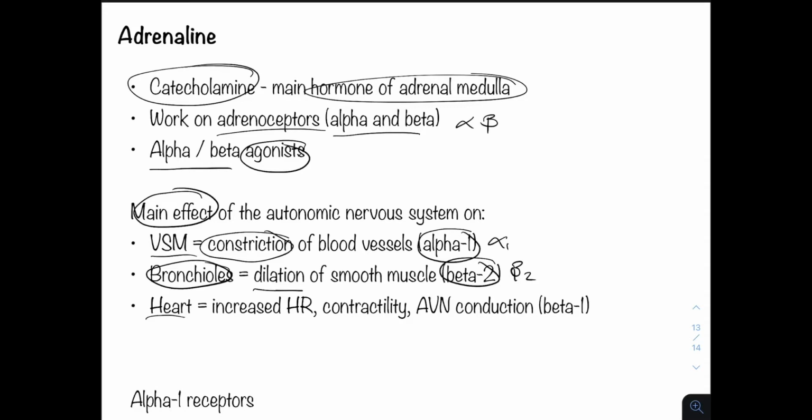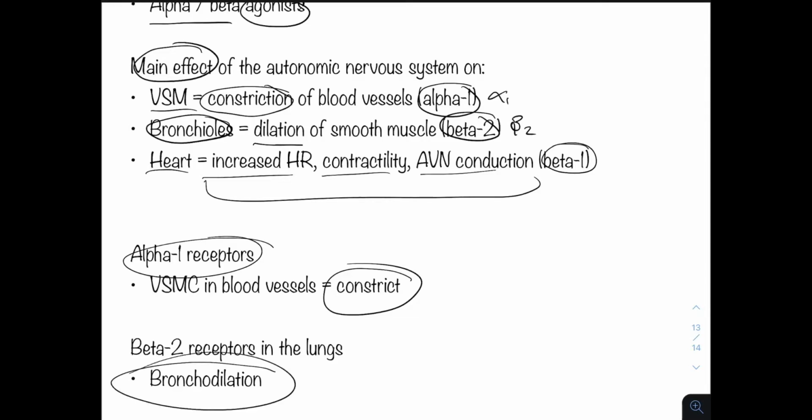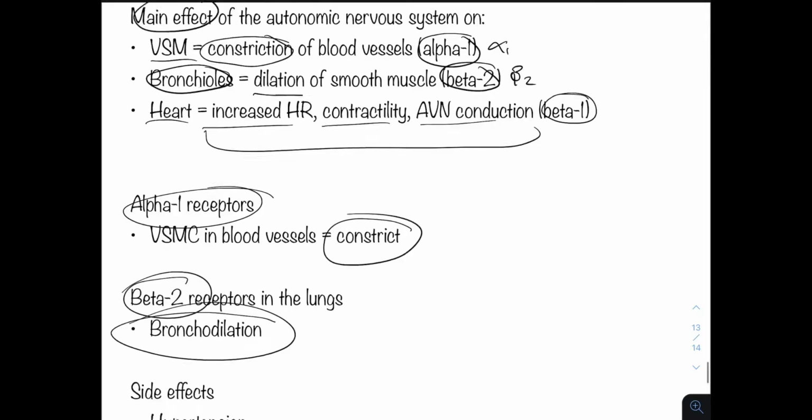Its effect on the heart is that it increases heart rate, contractility, and AV node conduction, and this is achieved via beta-1. Now, if you remember from your cardiology, beta-1 antagonists reverse all of this, so they decrease the heart rate, contractility, and AV node conduction. So the outcomes that we want to achieve by using adrenaline in the treatment of anaphylaxis are vasoconstriction, achieved via alpha-1 receptors, and bronchodilation, achieved via beta-2 receptors in the lungs.